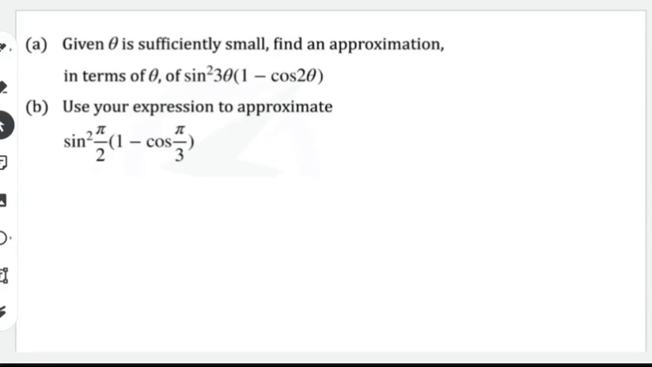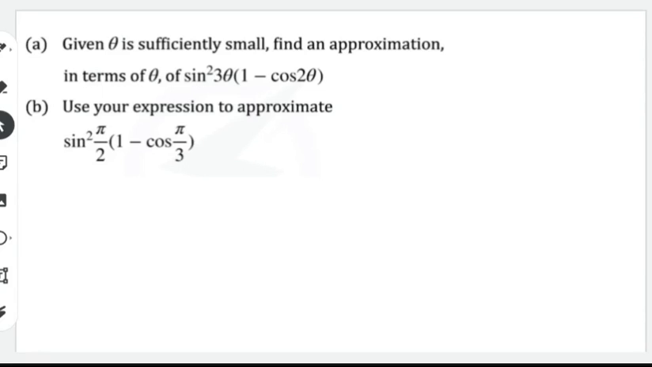I'm a bit stuck on the sine part. I've done the cos. Because where would the square go? So sine squared: remember that sine squared is just sine times sine. So sine of 3 theta times sine of 3 theta. Aha. I got minus 18 theta to the power of 4. That sounds reasonable.